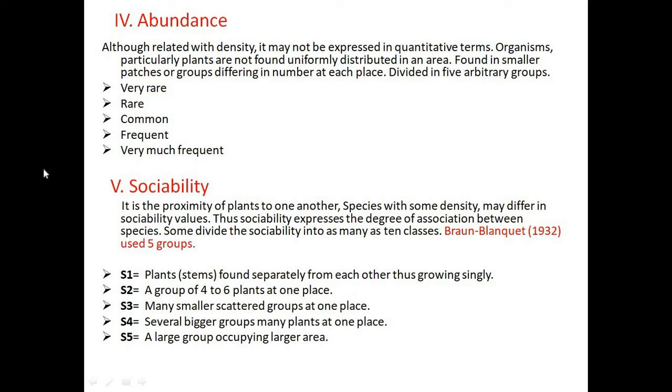S1, this is the first group, is where the plants are found separately from each other, thus growing singly. And the second group, a group of 4 to 6 plants at one place. And in S3 group, many smaller scattered groups at one place are found. And in S4, several bigger groups at one place are found. And in S5, a large group occupies the larger area.